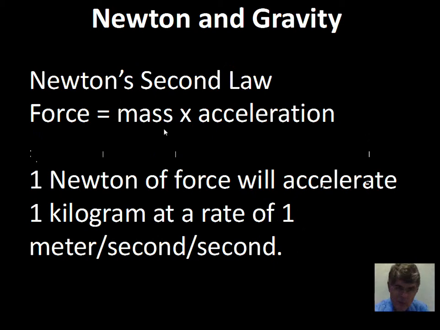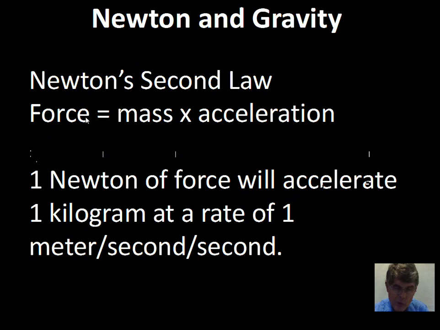But let's suppose that we have 10 newtons of force, and it's a 2 kilogram object. We divide both sides by 2. 10 over 2 is 5. The acceleration would be 5 meters per second squared. If the force is 10 newtons, the mass is 2 kilograms, the acceleration would be 5.